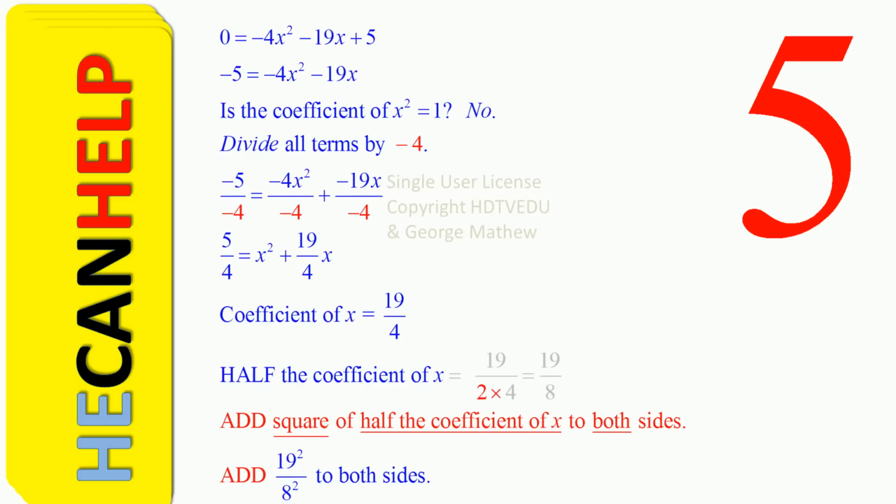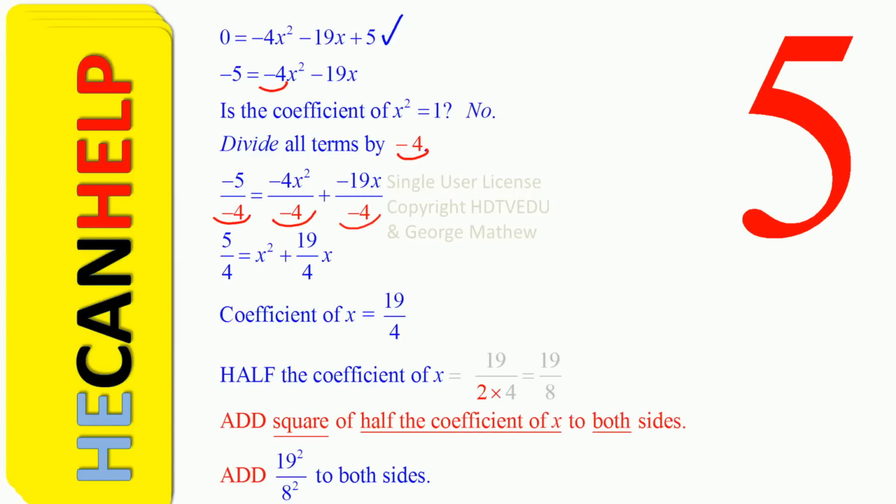So that's what I did here. 0 is equal to negative 4x squared minus 19x plus 5. Take 5 to the left, so you get negative 5 equals negative 4x squared minus 19x. Is the coefficient of x squared 1? No, it is negative 4. So how do we go from negative 4x squared to just x squared? You have to divide throughout by negative 4. So when we divide each term by negative 4, we get negative 5 divided by negative 4, negative 4x squared divided by negative 4, negative 19x divided by negative 4, and that is as good as 5 over 4 equals x squared plus 19 over 4x.